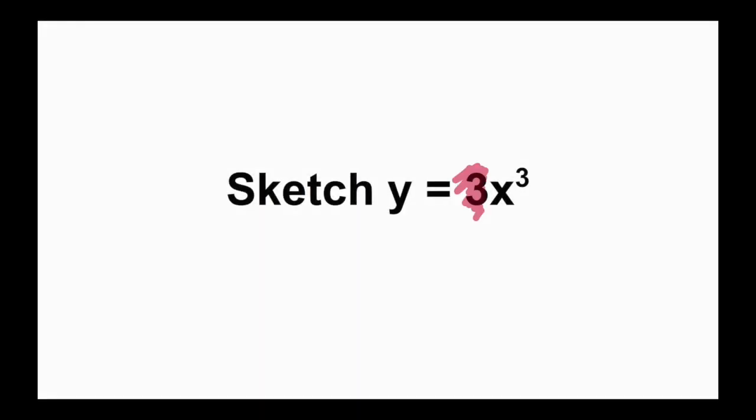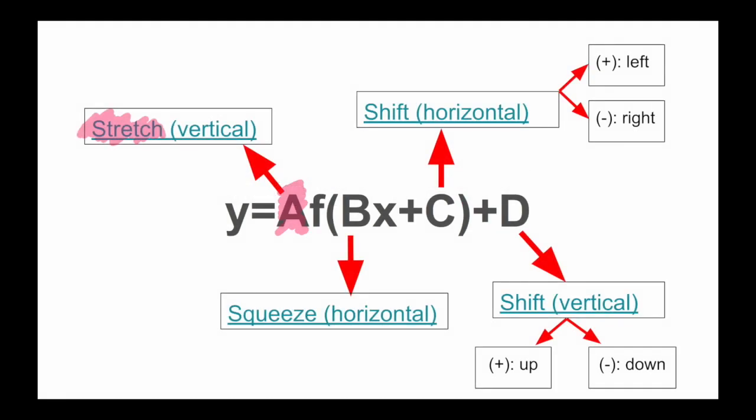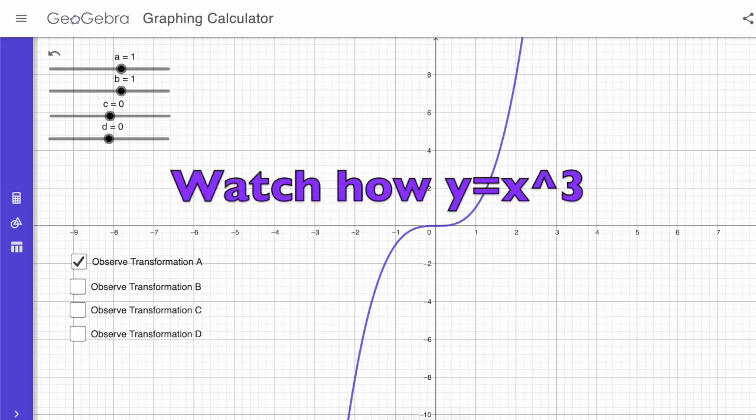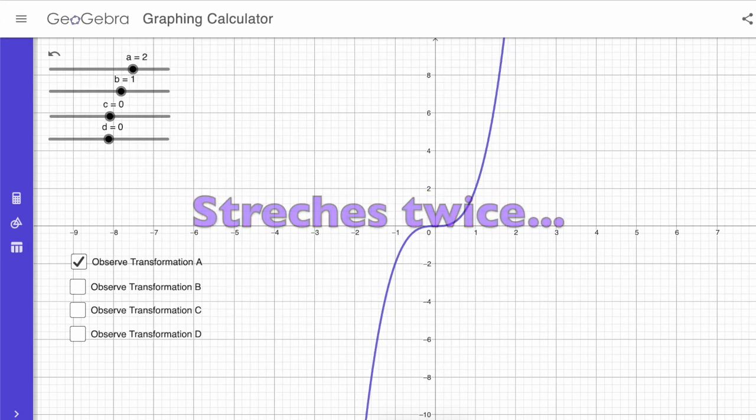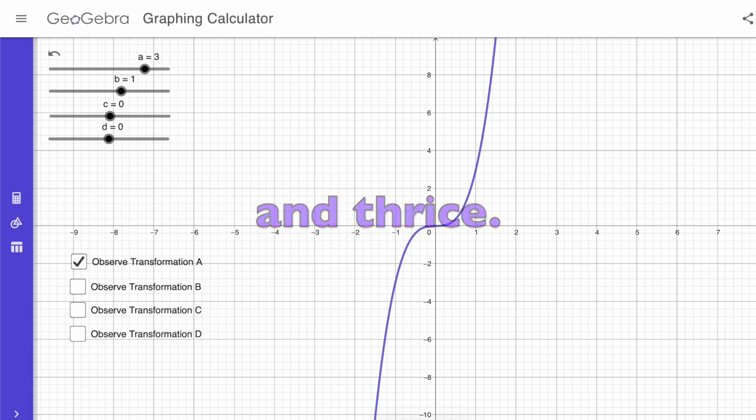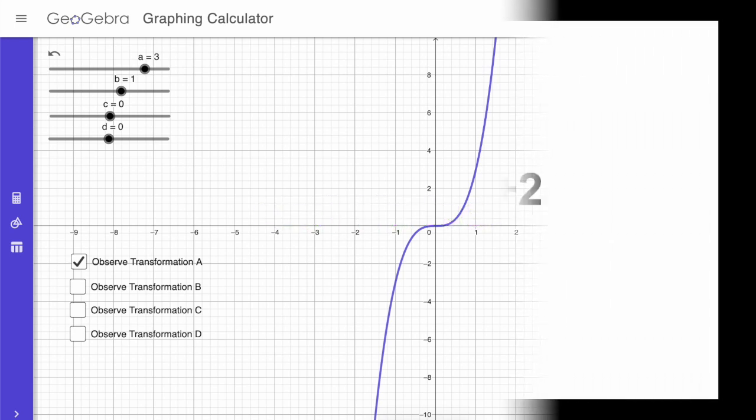So now that you have seen the hack, how does it actually work? Take for example the graph of y equals 3x cubed, where 3 corresponds to a stretch in the vertical direction. Watch how the graph of y equals x cubed gets stretched one time and another time in the vertical direction to become more skinny.